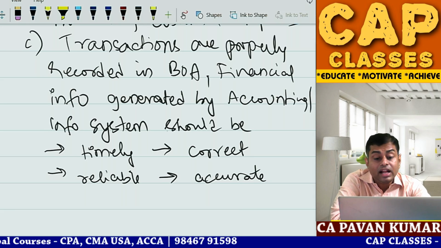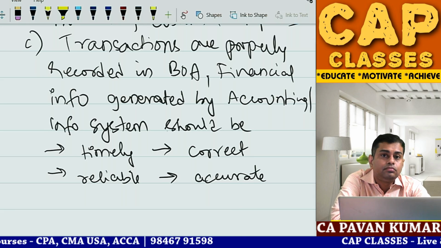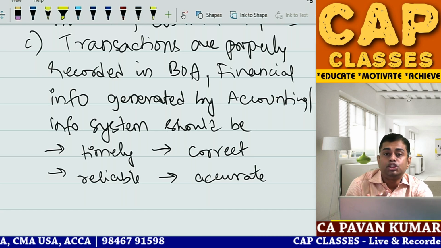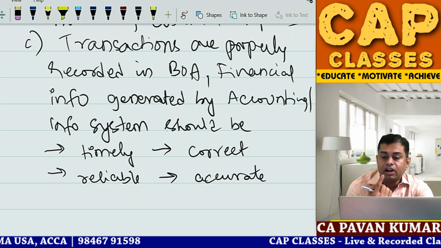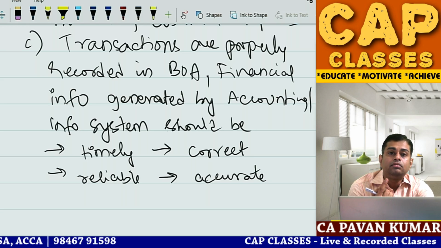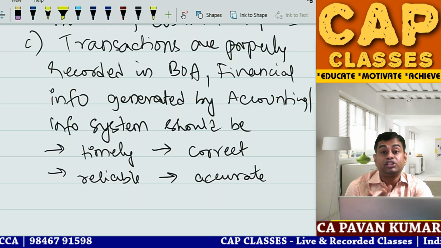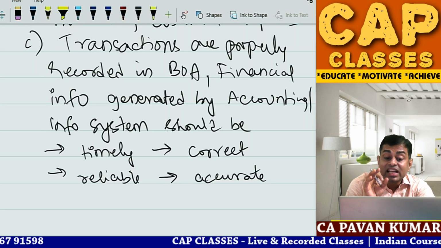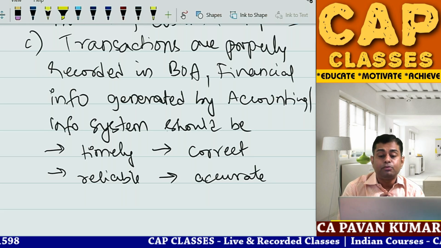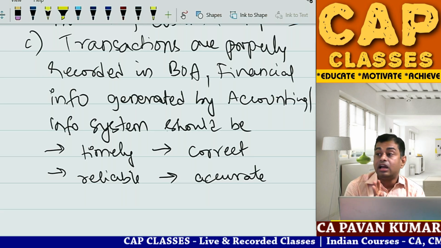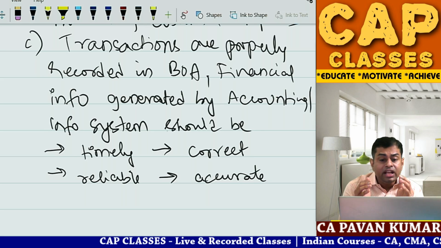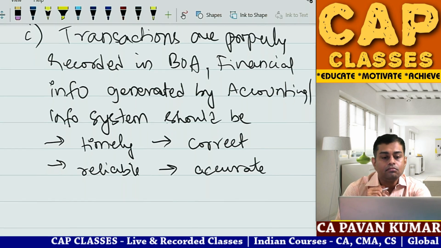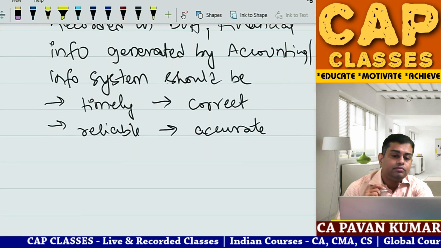I want all the transactions to be recorded, because imagine if I am running a chain of jewelry stores. If one transaction is not recorded, what will be the damage? Lakhs of rupees, crores of rupees. So I want my sales reports to be timely, correct, reliable, accurate. So the accounting system should generate correct information. This is objective C.